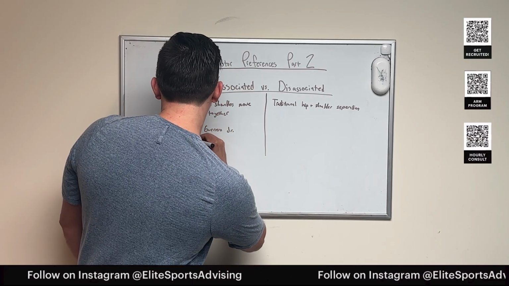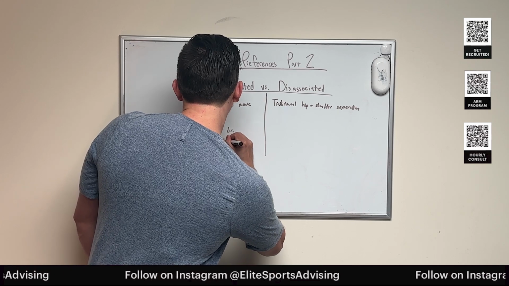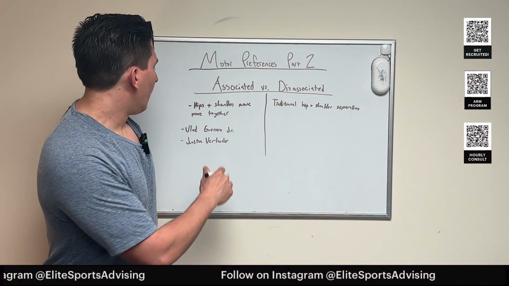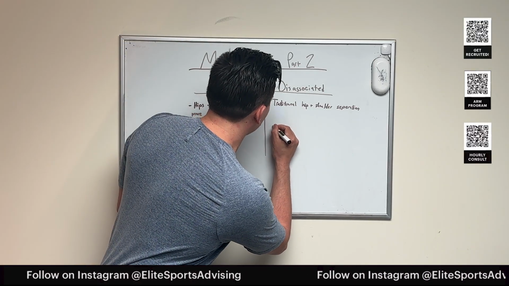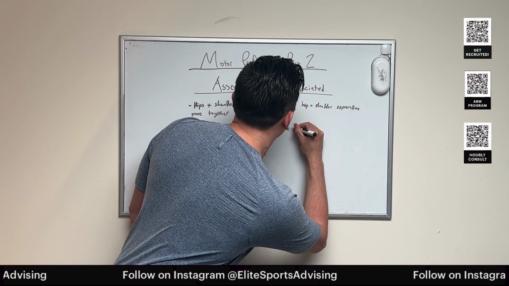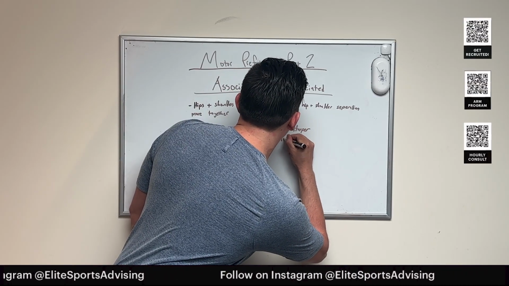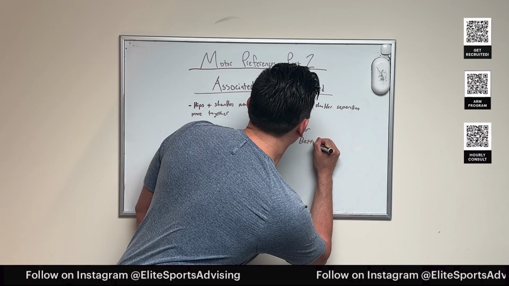Justin Verlander. So go watch video of these guys, especially compared to the two I'm gonna say for disassociated. Watch videos of these guys and then watch videos of these. So for disassociated, you're gonna think Bryce Harper and Mookie Betts. Obviously, there's more than that, but these are really good examples.